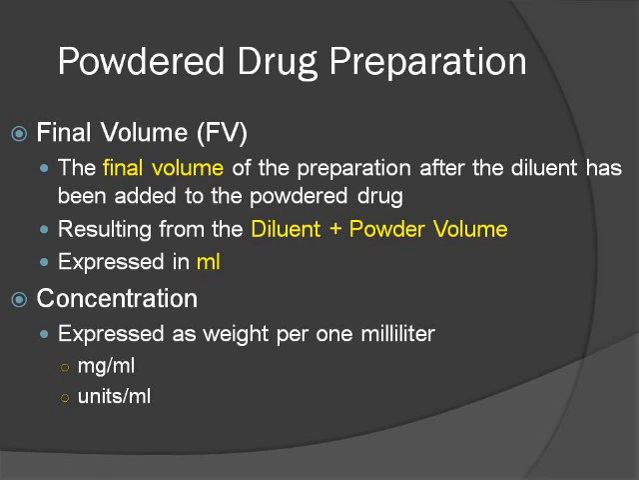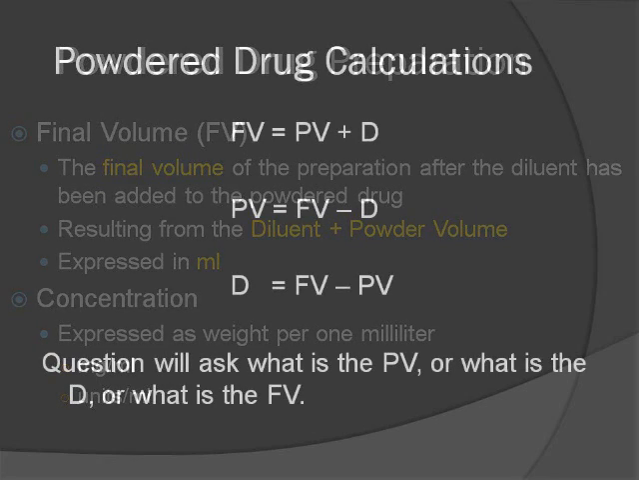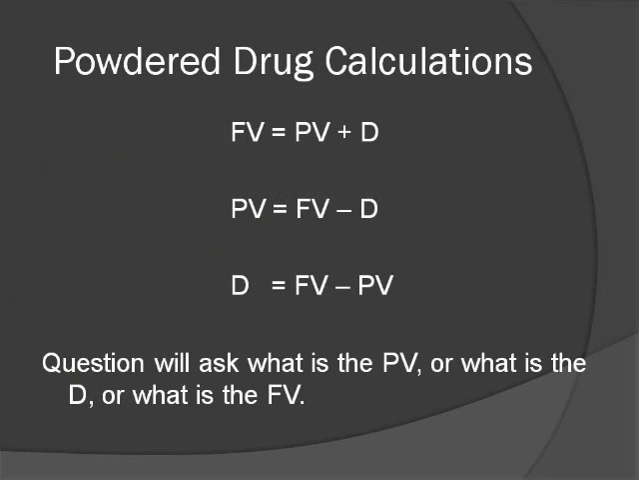Lastly, on this slide, we have the concentration. And the concentration is expressed as a weight unit per 1 milliliter. So you see a couple examples, milligrams per ml or units per ml, depending on the drug that you have represented. It's not usually in grams per ml. Typically, you'll see either milligrams or units per ml. So let's move on to the next slide, and you see some formulas here.